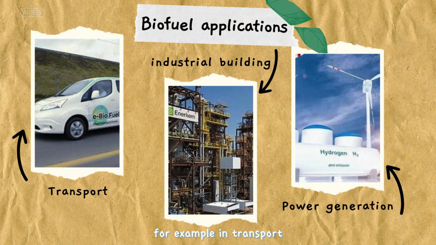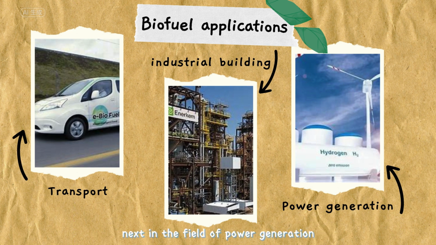For example, in transport, biodiesel can be used directly in diesel engines or blended with conventional diesel. Bioethanol can be used directly in petrol engines or blended with conventional petrol. Bioaviation fuels can be used in aircraft to reduce carbon emissions from air travel. In construction, biomass such as wood chips and crop residues can be burned directly for heating. Biodiesel, bioethanol, etc. can be used in boilers or heat pumps for heating.